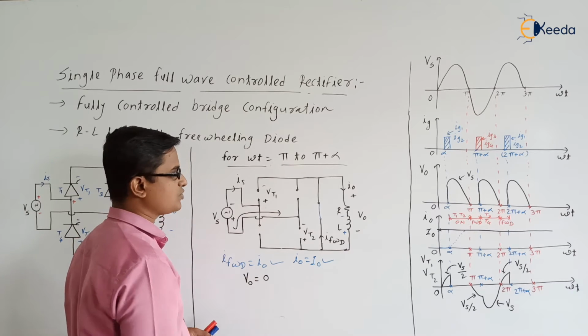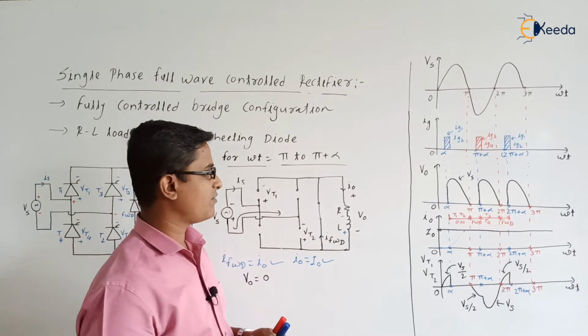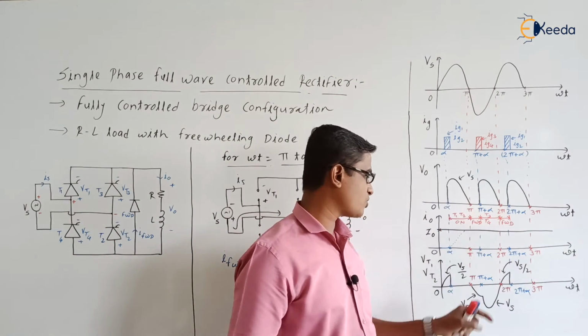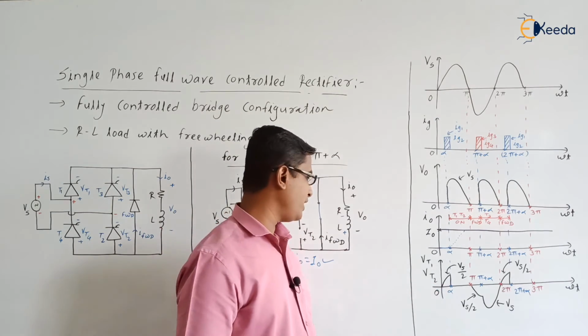Conducting diode, it is equal to 0 volt. So that's why V0 is equal to 0 volt. Okay, so from pi to pi plus alpha, if you check, V0 is 0, I0 is constant, and the inductor has released the energy. And what is the Vt1, Vt2?